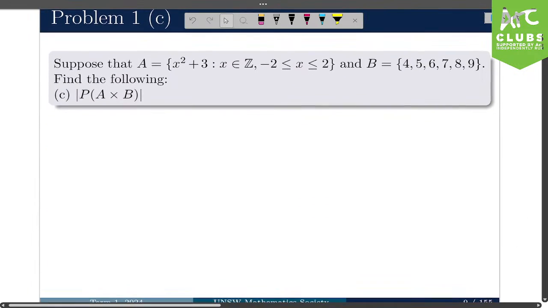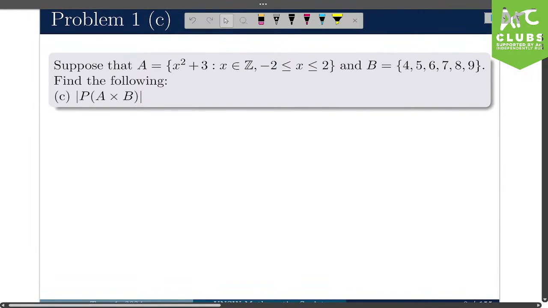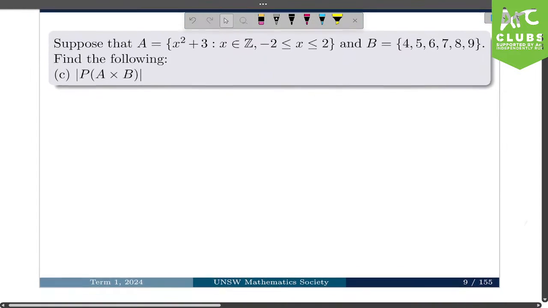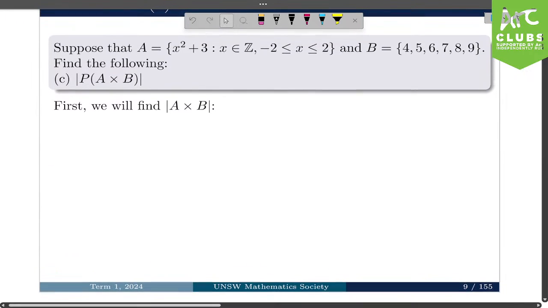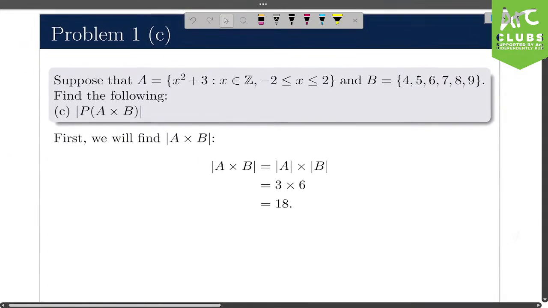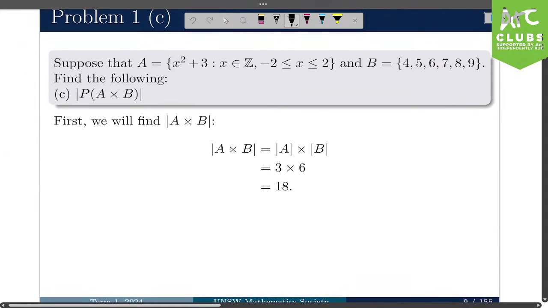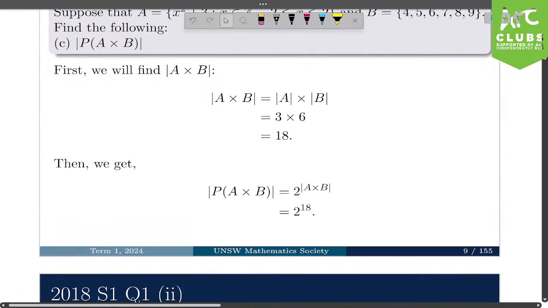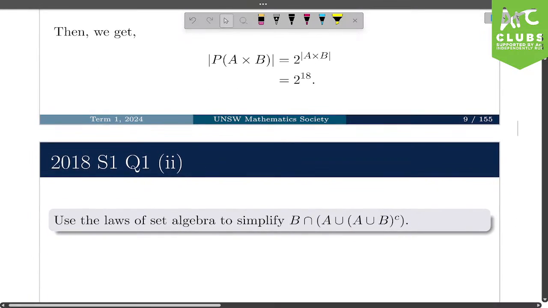Easy peasy. All right, and for the last part of this problem, we need to find the size of the power set of the Cartesian product of these two sets. So we're kind of combining everything that we've had so far. So let's find this Cartesian product, A times B first, or rather its size. This is pretty easy, right? We know from before that the size of the Cartesian product is the product of the sizes of the two sets. And that's 3 times 6, that gives us 18. And following from that, it should be pretty obvious that the size of the power set is 2 raised to that size. That's 2 to the 18.